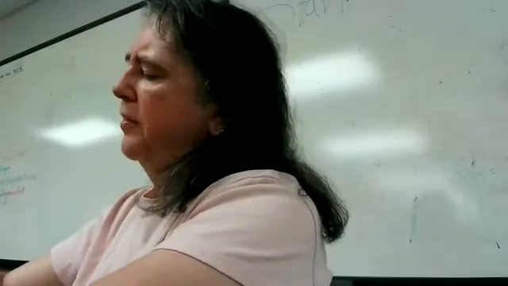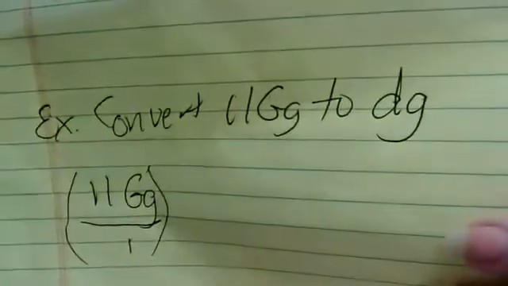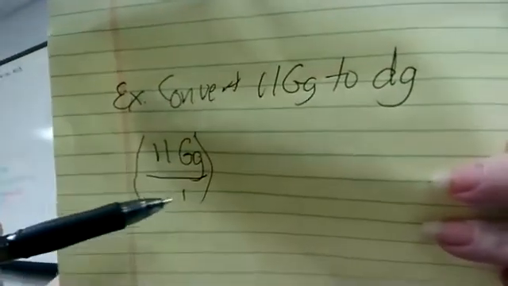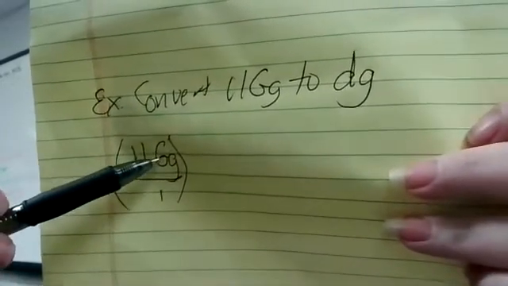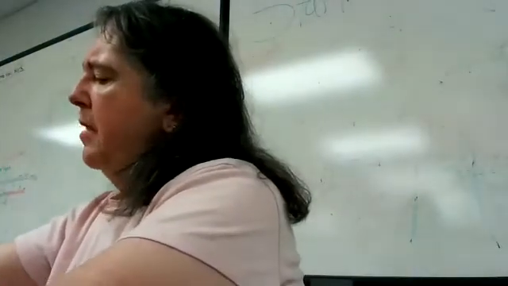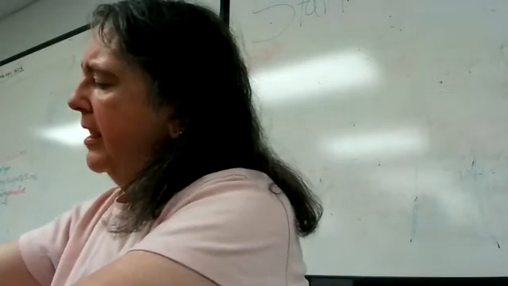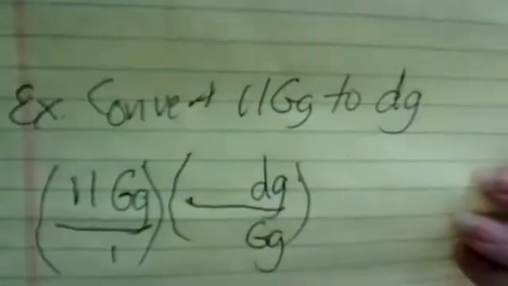And I'm going to put parentheses around it. So this is how I start all my problems. I take the given number, I put it over 1 with parentheses. Now, since gigagram is on the top over here, you learned in math, and you're going to learn in here, that if it's on top, it's going to cancel on bottom. So my second parentheses will look like this.